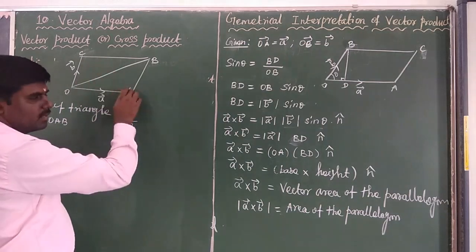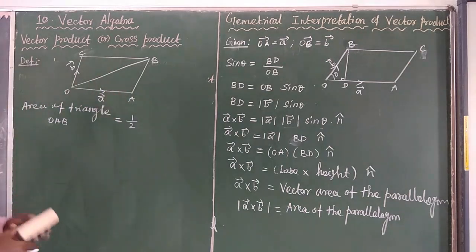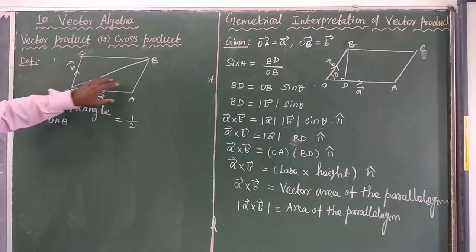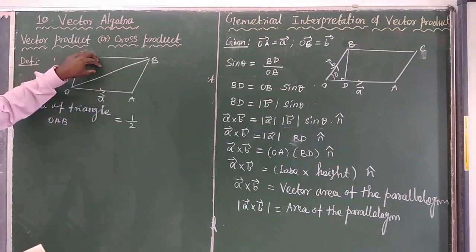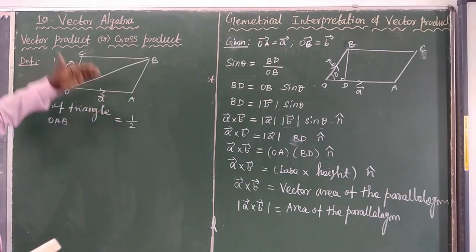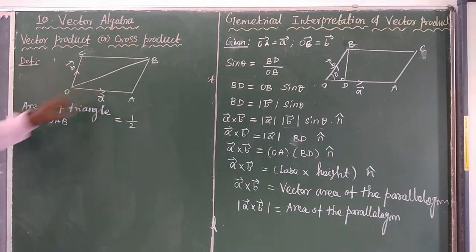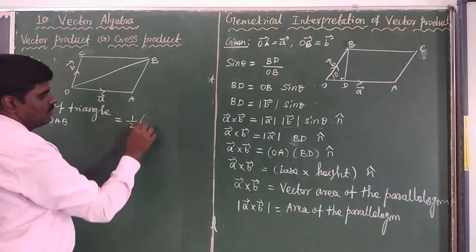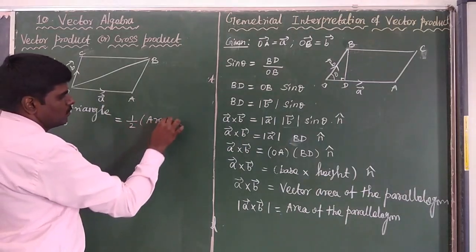The area of the parallelogram is half of the total parallelogram area, divided into two parts. One part is one triangle, another part is the other triangle. So the area of the parallelogram is divided by half. That is the meaning of half the area of the triangle. Is that clear? Now here, 1/2 is equal to the area of the parallelogram.